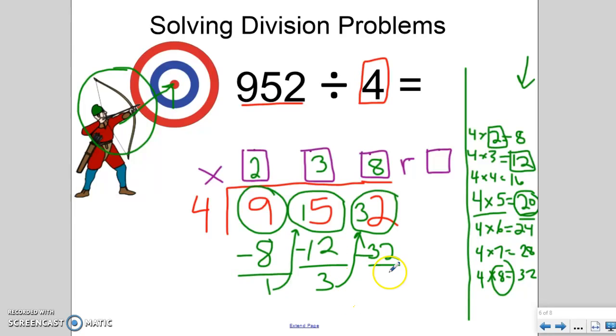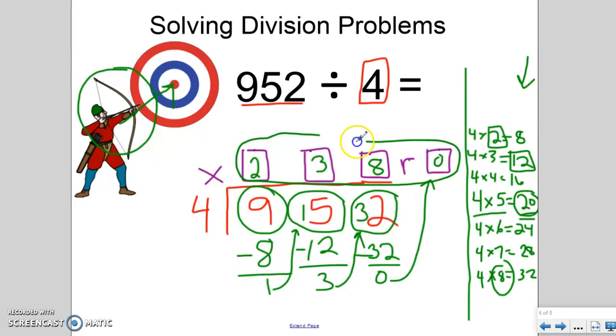And we want to figure out the difference between our target and where we landed. Well, the difference is 0. I hit my target. And 0 plus 32 is 32. That's my leftovers. That's how many I couldn't use when I was dividing. And the only place for that to go now is my remainder. So my final answer is right up here. It includes my remainder. It is 238 with a remainder of 0.